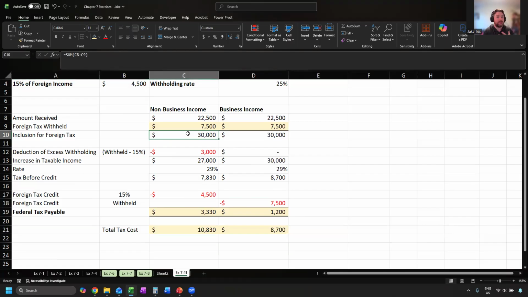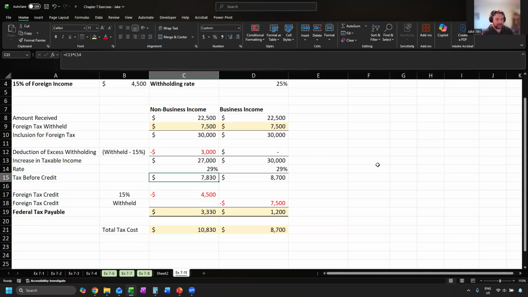So our total income is $30,000. We subtract the excess withholdings. So we're only going to report $27,000 of income. That is our foreign taxable income, $27,000. At our tax rate of 29% on this amount of income, we owe $7,830. That's how much the government calculates that we owe in taxes.